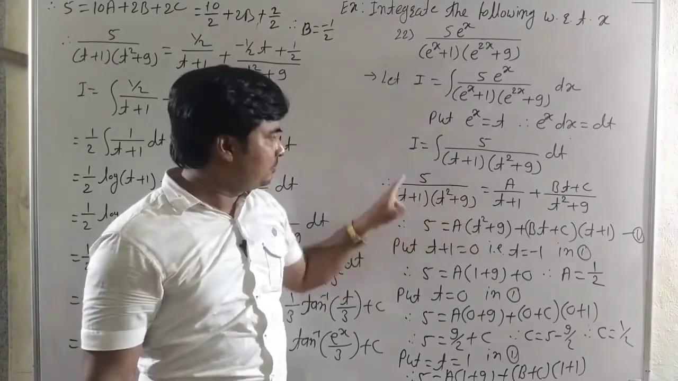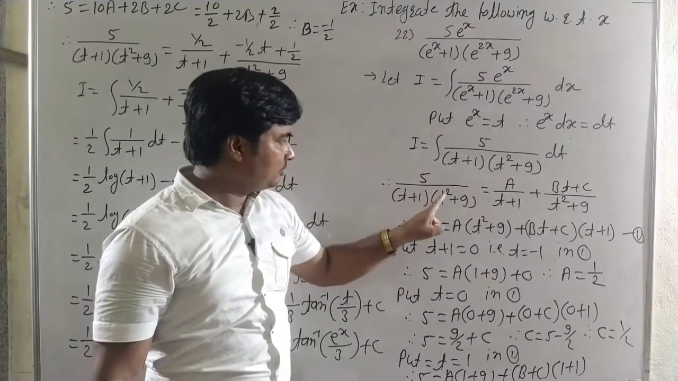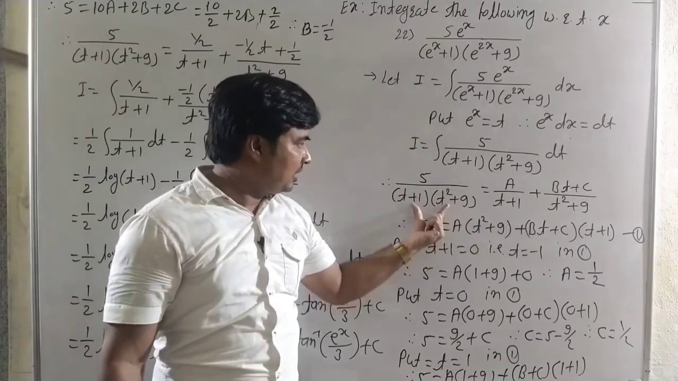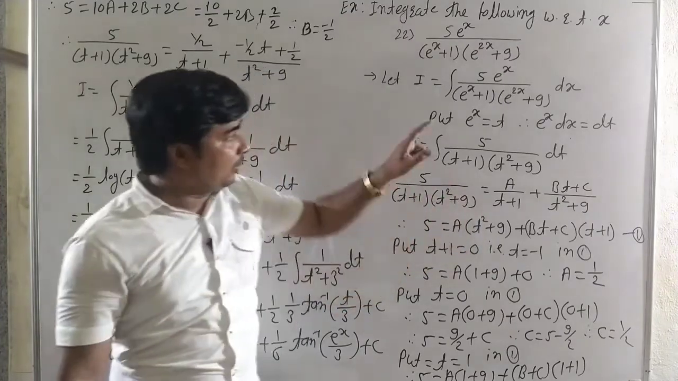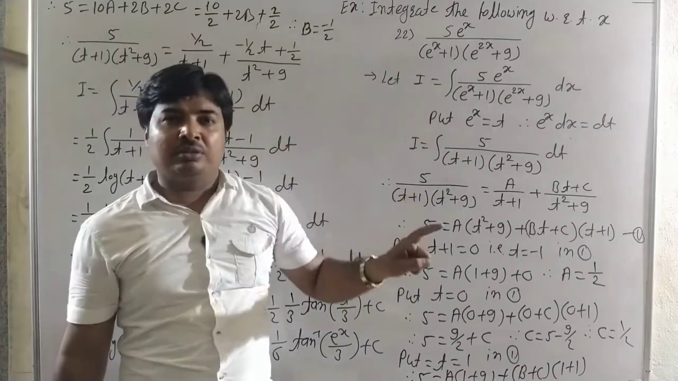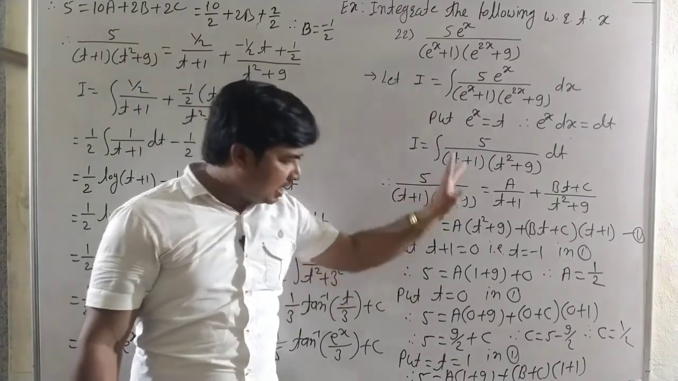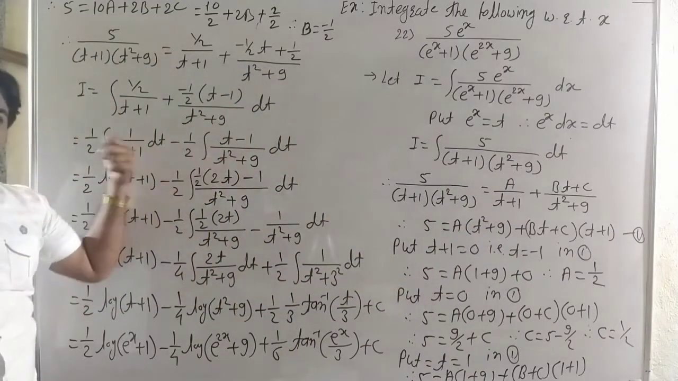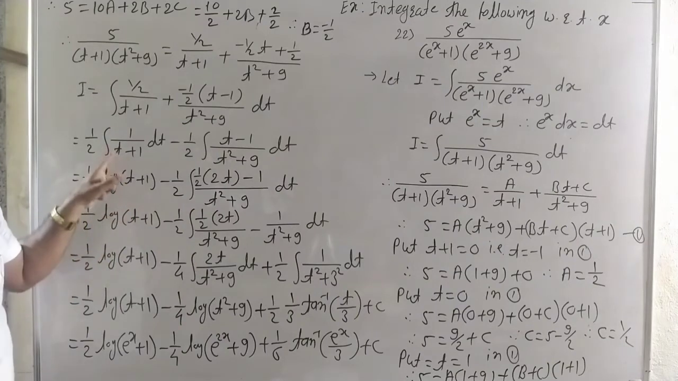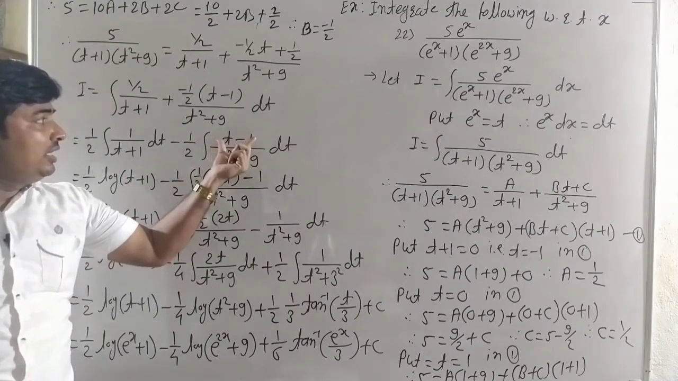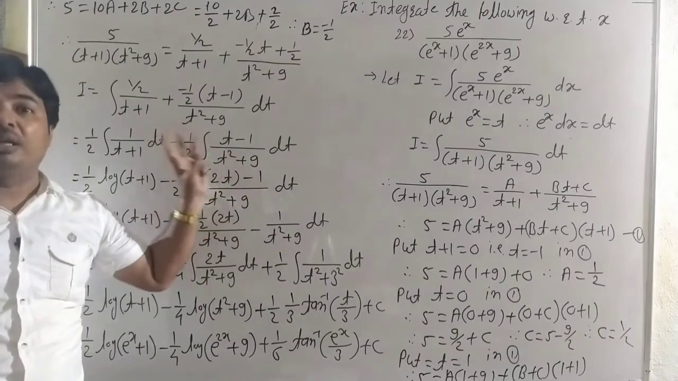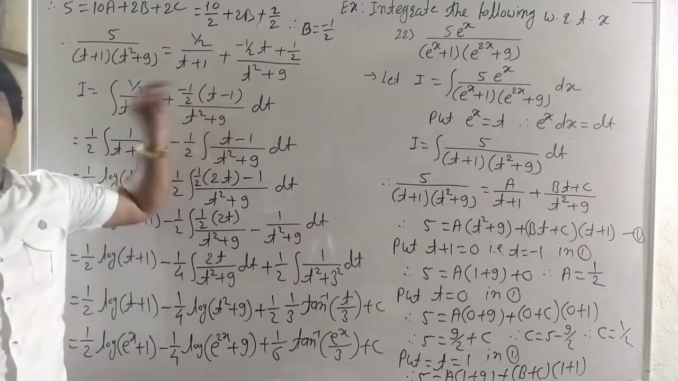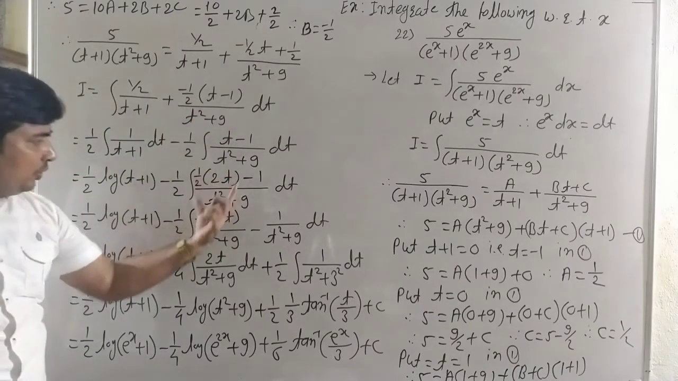In the partial fraction, the denominator is expressed as a linear function into a quadratic function. Here, a linear factor into a quadratic factor. First we use the substitution, then we use the partial fraction. After finding the values of a, b and c, we get two integrals. The first integral is the standard integral, 1 by t plus 1, but the second is a linear function upon a quadratic function. It is the third type. Here we adjust the derivative of the quadratic function in the linear function. Then again we get two integrals.